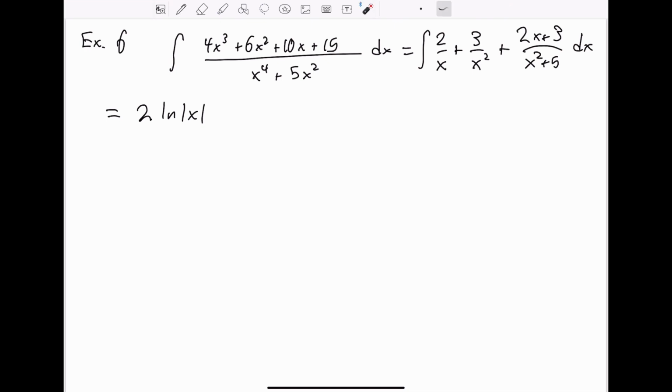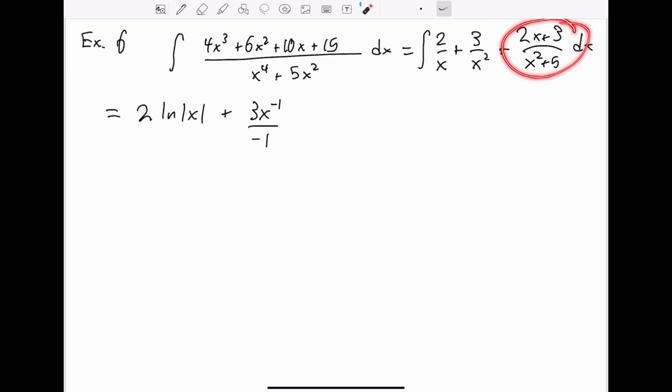For the next one, it's tempting to use the natural log rule again, but I can only use the natural log rule when I have x to the first in the denominator. This is 3 divided by x squared. So if I think of this as 3 times x to the negative 2, I would increase the power by 1. 3x to the negative 2 plus 1 is negative 1. Divide by the new power of negative 1. That is the correct antiderivative of 3 over x squared.